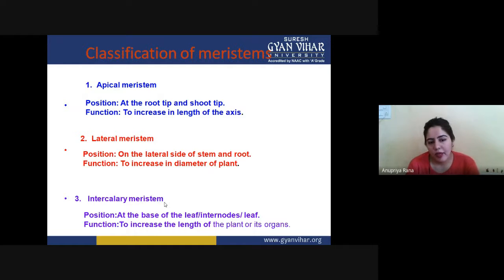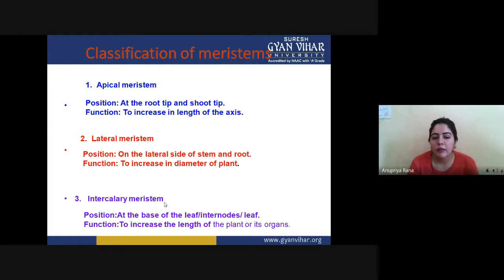Second is the lateral meristem. Basically, on the lateral sides of the root and stem they are present, and their function is to increase the diameter of the plant. As I already told you in the diagram, the diameter portion is increased by the lateral meristem.